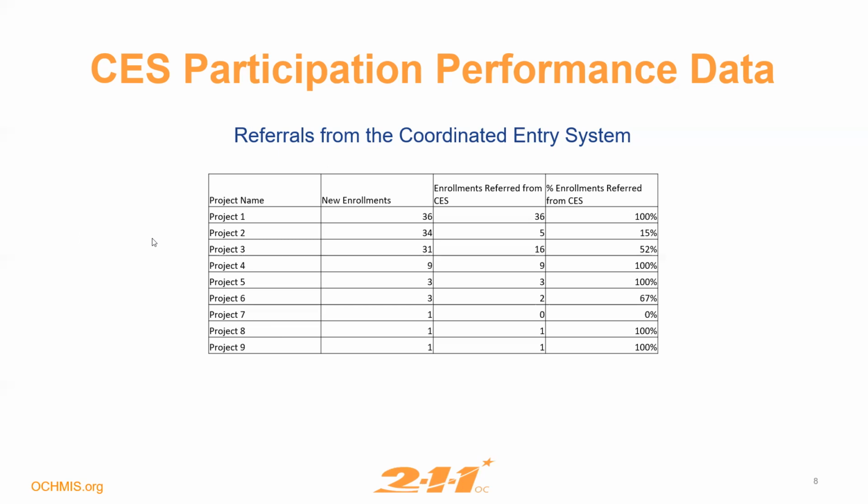Yeah, I agree. And I would also invite what suggested corrections you would have. It seems obvious to me, and maybe I'm just completely misunderstanding this graphic, but going back to project 2, as Casey was pointing out, only 5 of the 34 enrollments were actually referred from CES. Does that mean that the other 29 were enrolled and did not have a matching referral through the system?